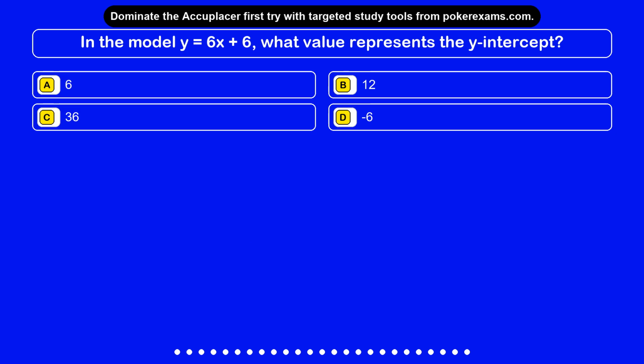Question 11. In the model y equals 6x plus 6, what value represents the y-intercept? Option A, 6. Option B, 12. Option C, 36. Option D, -6.